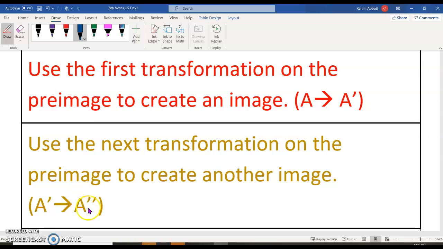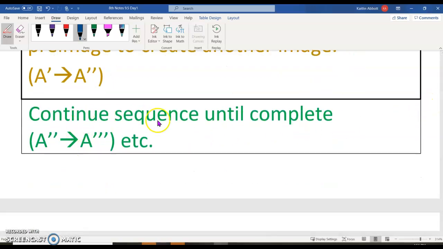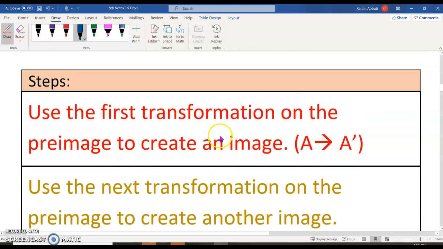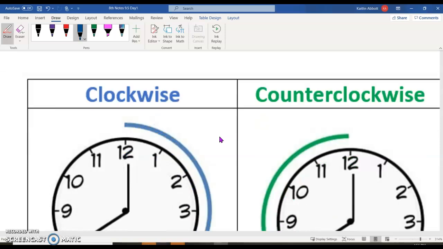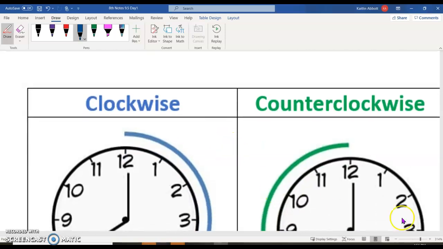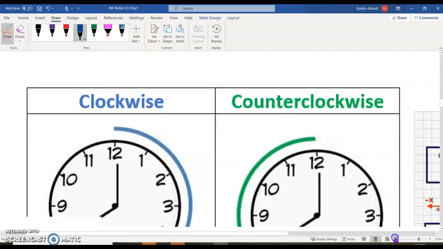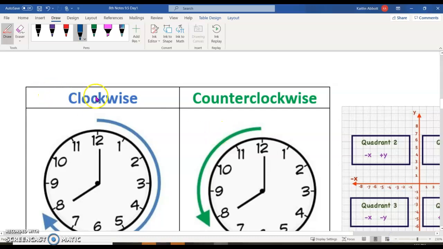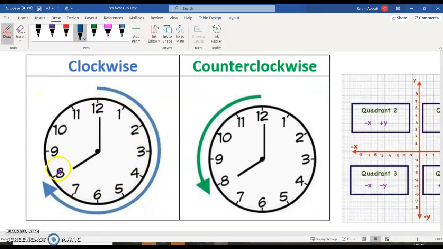Ooh, double prime. So we got two tick marks. Then we're going to keep continuing until all of our steps are complete. And so we're just going to keep adding these tick marks to every shape until we're done. And you remember we got clockwise and counterclockwise. Clockwise goes to the right, counterclockwise goes to the left.